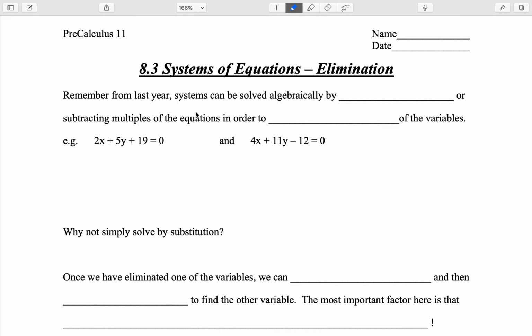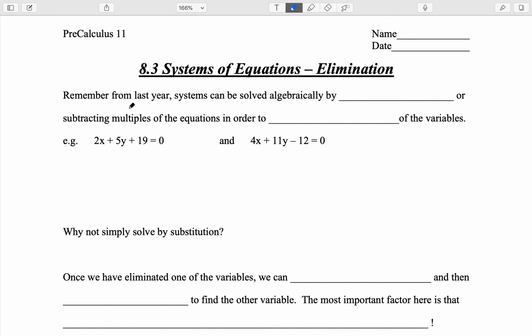8.3 Systems of Equations. Now we're doing our systems of equations by elimination instead of by substitution. This is the last part of the last chapter. After today, I'm going to try and get the review on for Wednesday, and then Friday is the test, and then that's it. You're done Pre-Calc 11. So let's get into this one.